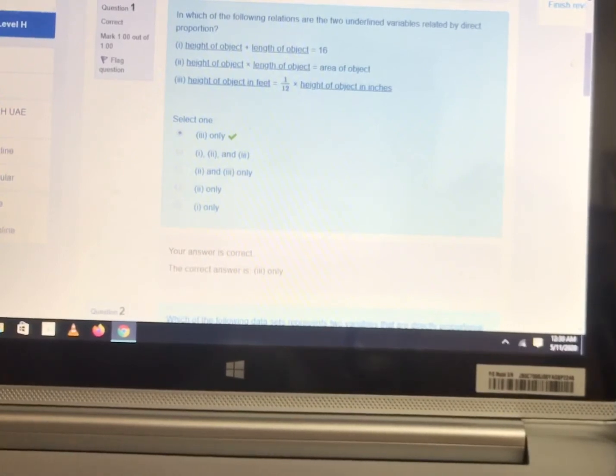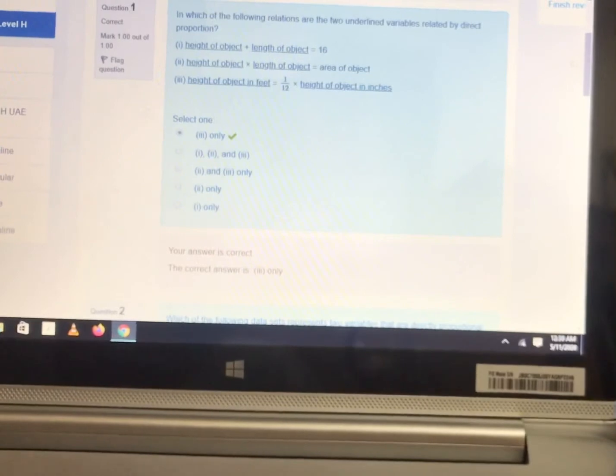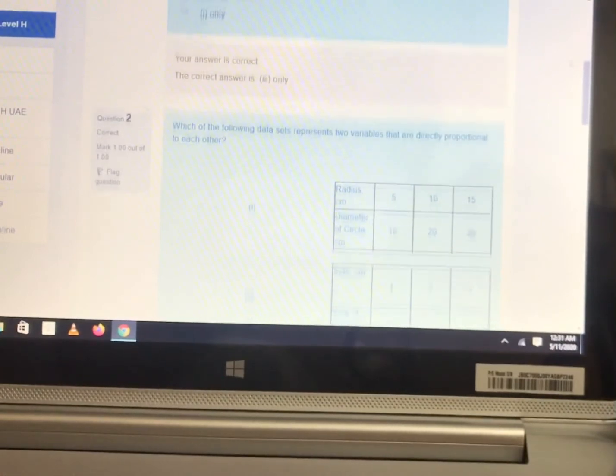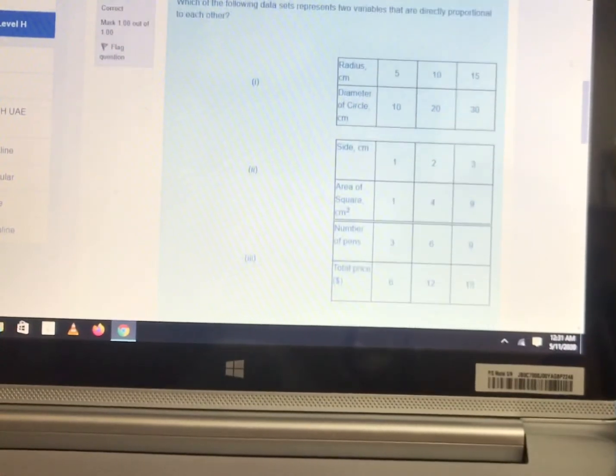So what they are saying: height of the object plus length of object is equal to 16. Height of object multiplied by length of object is equal to area of object. And the third one is height of object in feet is equal to 1 by 12 multiplied by height of object in inches. So which one is correct? The third one is correct. Only the third one is correct. Select the first option. Now we are on the second question.